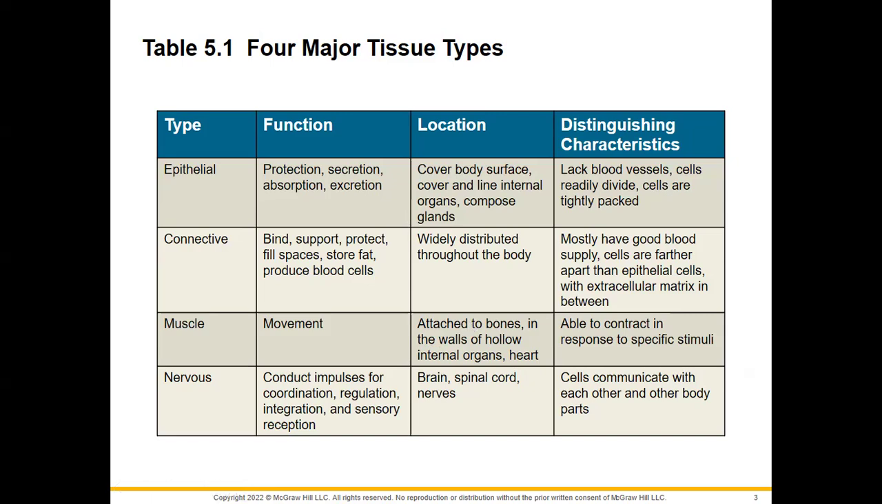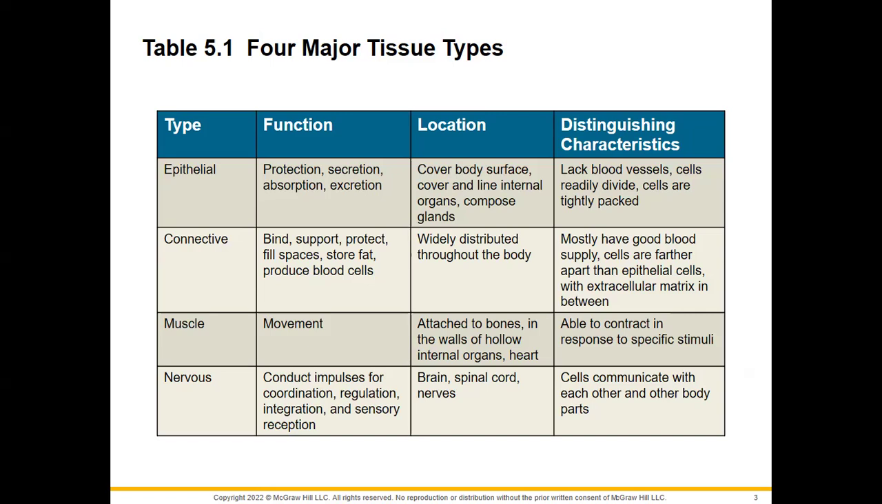Yeah, that are in the walls of the hollow organs like the stomach, the heart, the blood vessels. Muscle tissue is able to contract in response to a specific stimulus. So the muscle tissue gets the signal, and that signal basically tells it to contract. And from that contraction, there is some type of movement, whether it is a skeletal muscle that allows our body parts to move, or it is a muscle inside of a blood vessel that helps that blood vessel contract to help the blood continue to move along in the bloodstream.